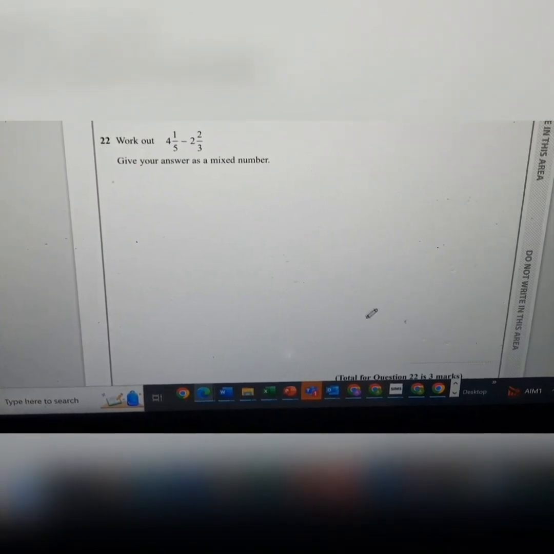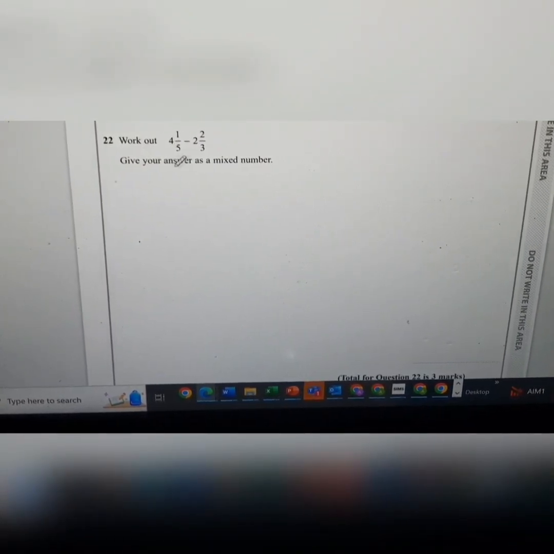4 1 over 5, take away 2 2/3. I'm going to change 4 1 over 5 to an improper fraction, and 2 2/3 into an improper fraction as well. 4 1 over 5 is the same as 21 over 5. If you're not sure how to do that, you ask yourself how many fifths are in 4. So how many fifths are in 4?